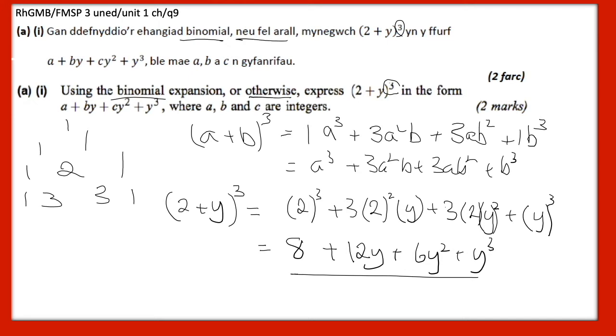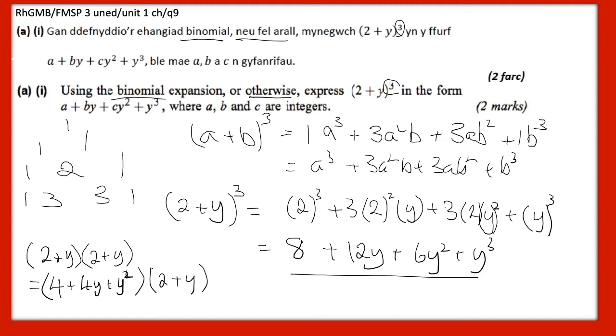It did say "or otherwise", so you could, if you really wanted to, do 2 plus y times 2 plus y, and the classic thing there, 4 plus 4y plus y squared, and then multiply that by 2 plus y again. As long as you make sure you distribute everything, you'll get exactly the same thing. So you could do it that way if you wanted to, but most people would go for a binomial expansion.